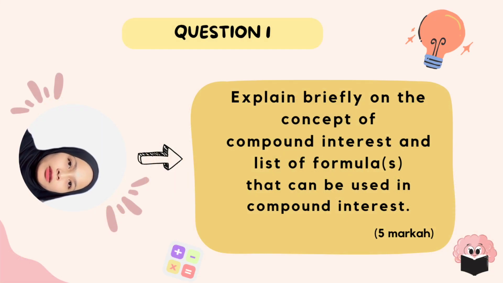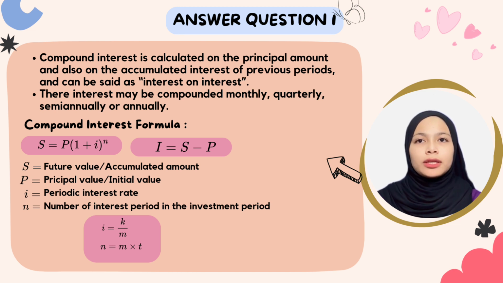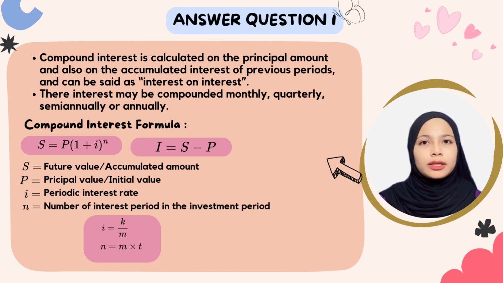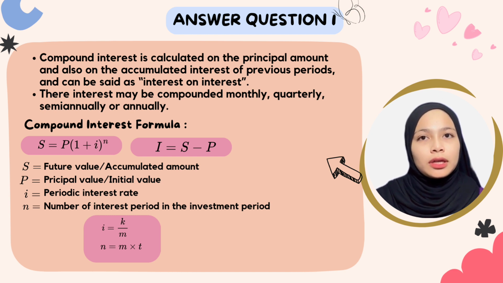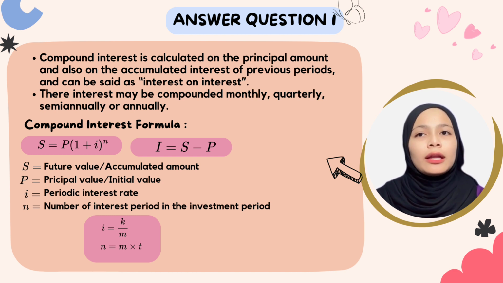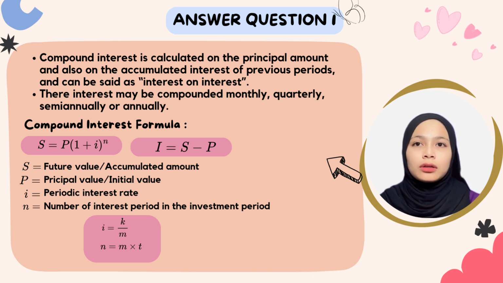Explain briefly the concept of compound interest and list the formulas that can be used in compound interest. For the answer to question 1, about compound interest: compound interest is calculated on the principal amount and also on the accumulated interest of previous periods, and can be said as interest on interest. The interest may be compounded monthly, quarterly, semi-annually, or annually.